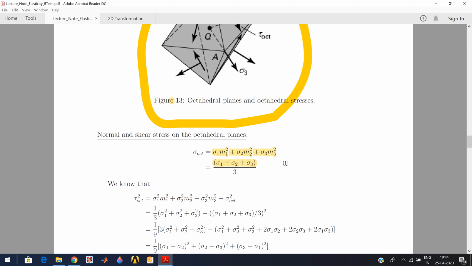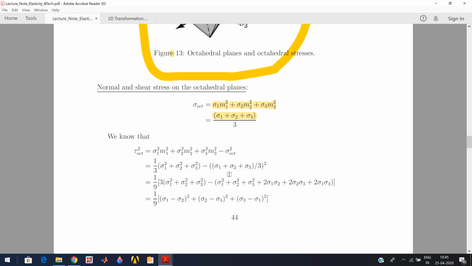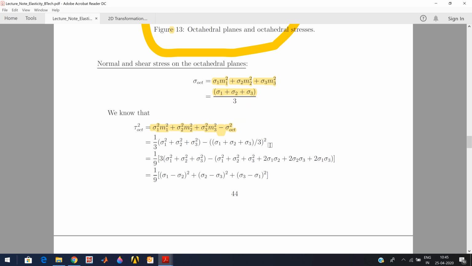But make a note here that sigma 1 plus sigma 2 plus sigma 3 is nothing but I1, which is actually an invariant. That means sigma oct is I1 by 3, which is also equal to sigma 11 plus sigma 22 plus sigma 33 with respect to any arbitrary basis vector. So it is always the sum of the diagonals of the matrix divided by 3. Okay. Then we also know that tau octahedral square is defined using this formula, and if we put in these values of m, we'll get a simplified formula like this.